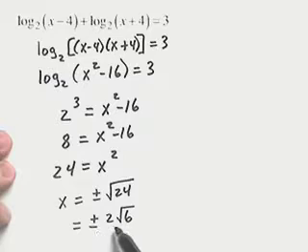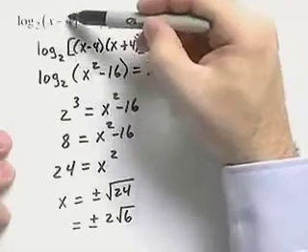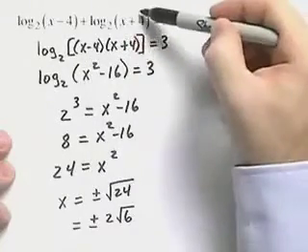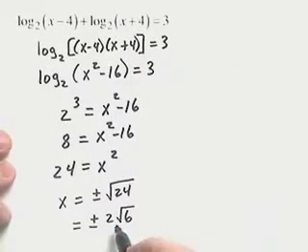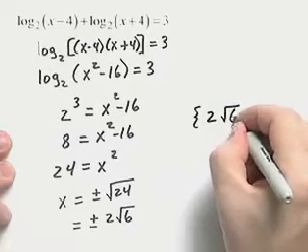If we look at the negative solution, again, we'd have a negative 4 point something. That's going to cause us a problem in this first logarithm. It's also going to cause us a problem over here. Since we can't take the log of a negative, we can't use our negative solution. So the only solution is 2 root 6.